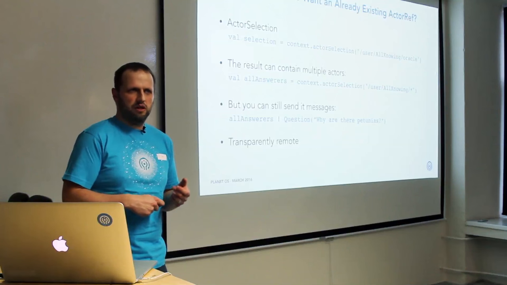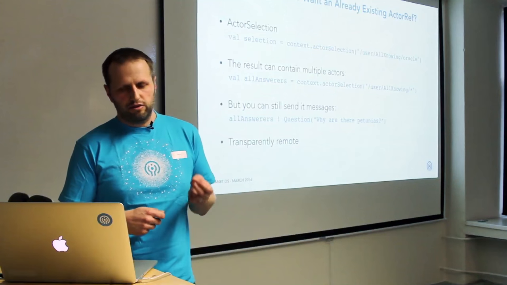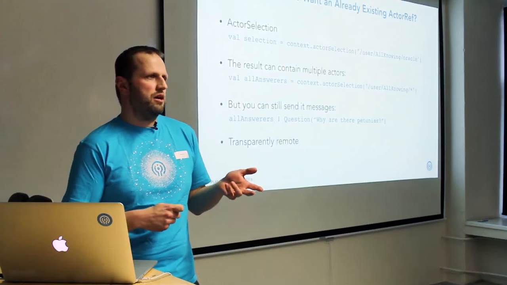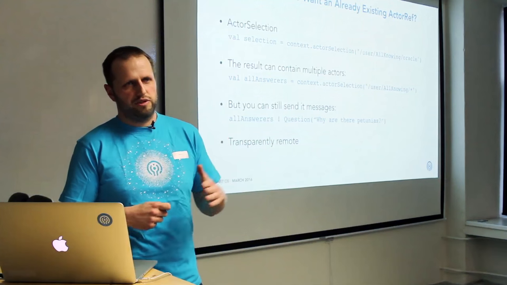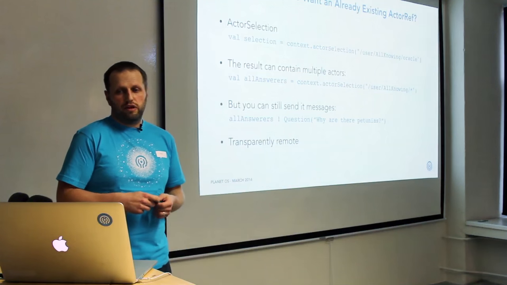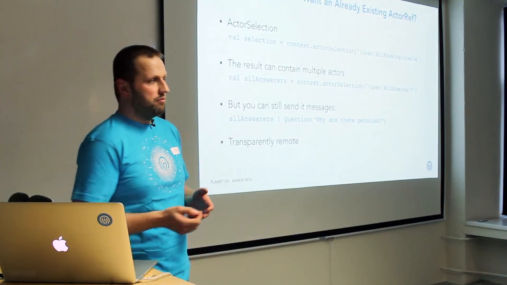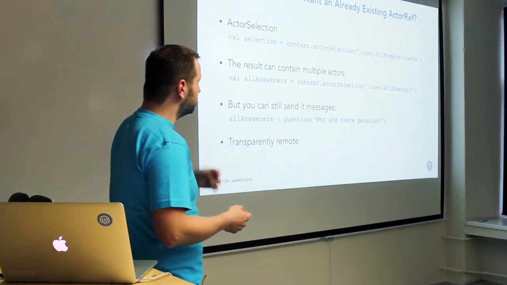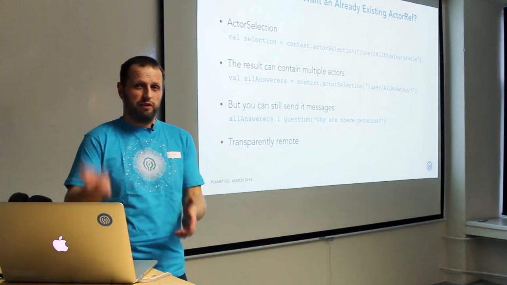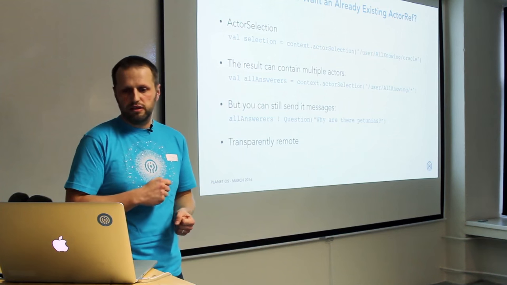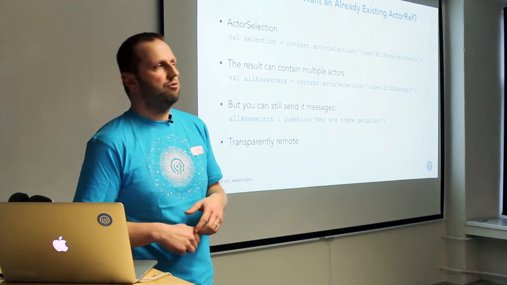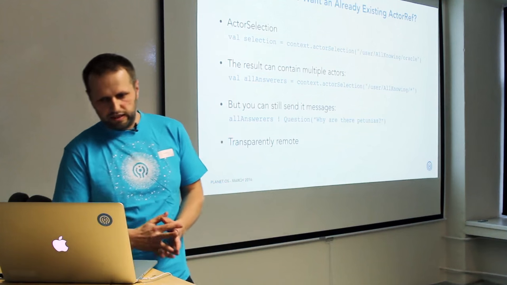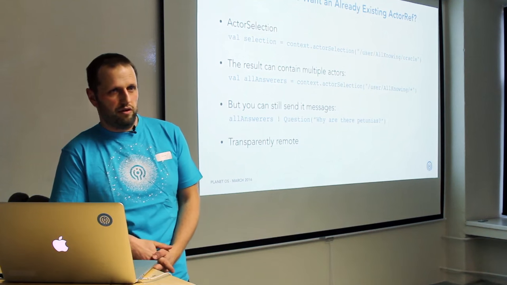To the actor selection, you can give an actor path. An actor path is something that is much like a directory path. Essentially, it's a list of actor names separated by forward slashes. And the nice thing about actor selection is that you don't have to know the exact path. You can have pattern matching within the path, which also, of course, means that in response, you can get multiple actors. So that's why it's different from an actor ref. An actor selection can actually have multiple actors inside it, but you can pretty much treat it the same way as an actor ref. For example, you can send messages to all the actors that matched at once. And it is also transparently remote, like actor refs are.